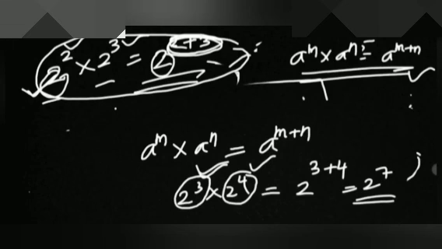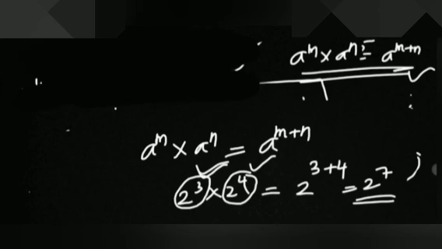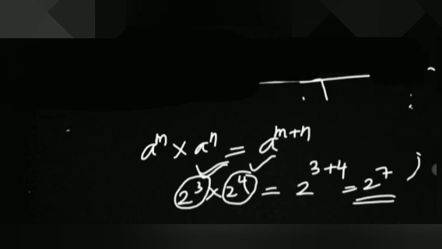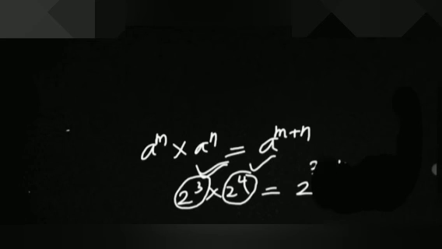In words we can state the product law of exponents like this. So what is the product law of exponents? A raised to m into a raised to n is equal to a raised to m plus n. That is the product law of exponents. This is very important. Rule 3 or law 3.